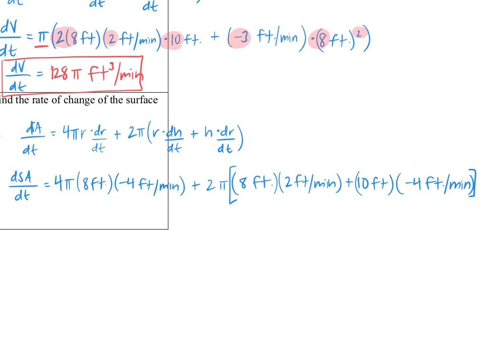So after I plugged all that stuff in, now we just have to simplify it, okay? And again, I'm leaving my answer in terms of pi. So I'm first going to take 4 times 8 times negative 4. If I multiply all three of those together, I get what? Negative 128. Perfect. Negative 128 pi. And my units would be feet squared per minute.